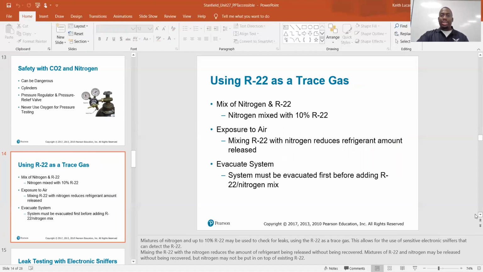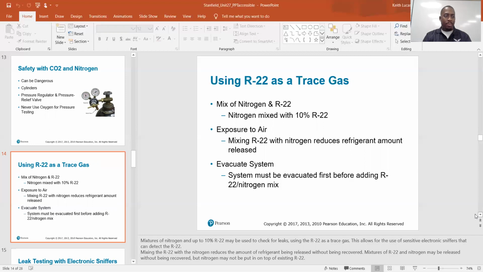Using R22 as a trace gas. A mix of nitrogen with 10% R22. That's how a lot of people pressurize a system to check for leaks. So mixtures of nitrogen and up to 10% R22 may be used to check for leaks, using the R22 as a trace gas.